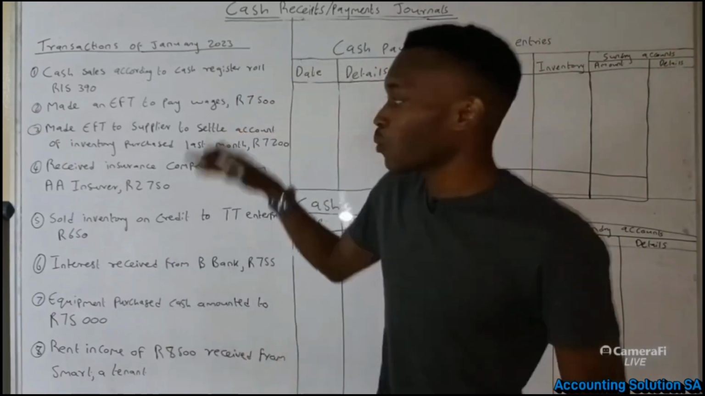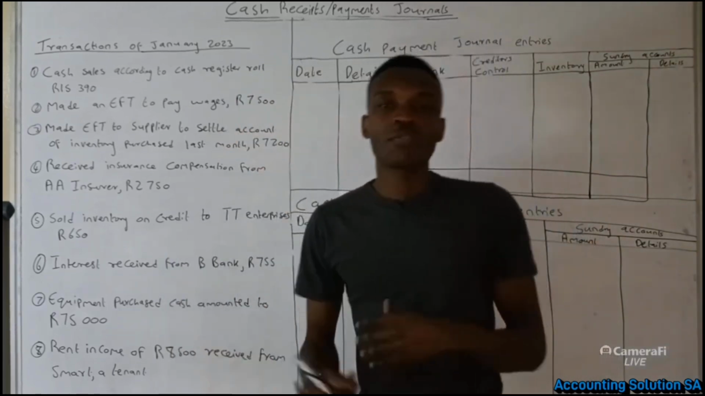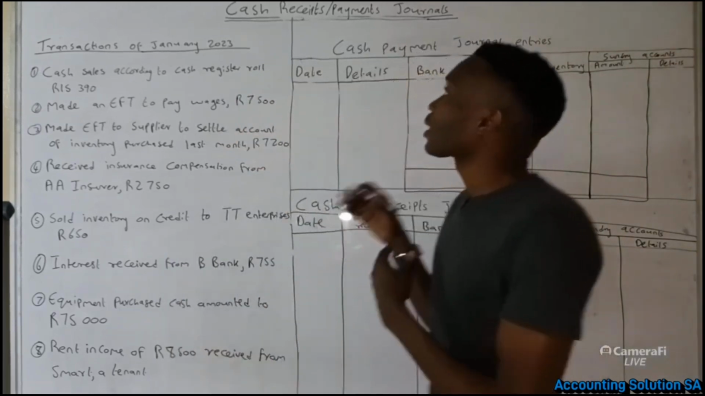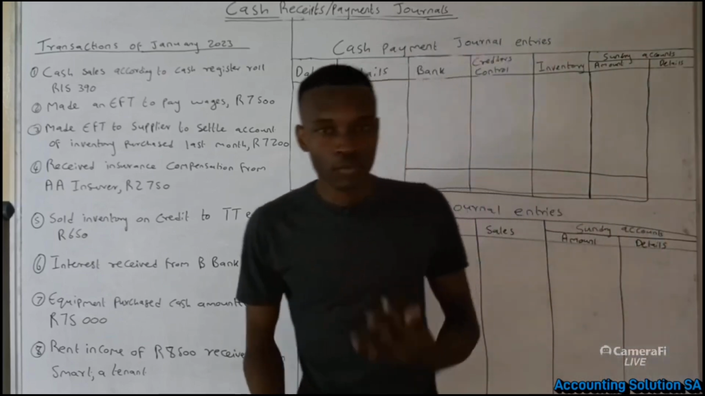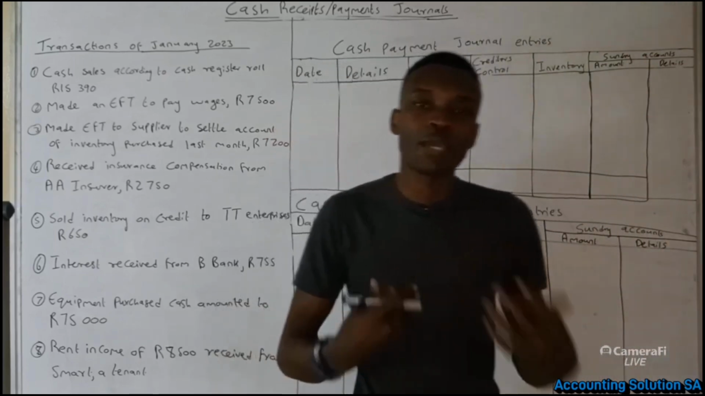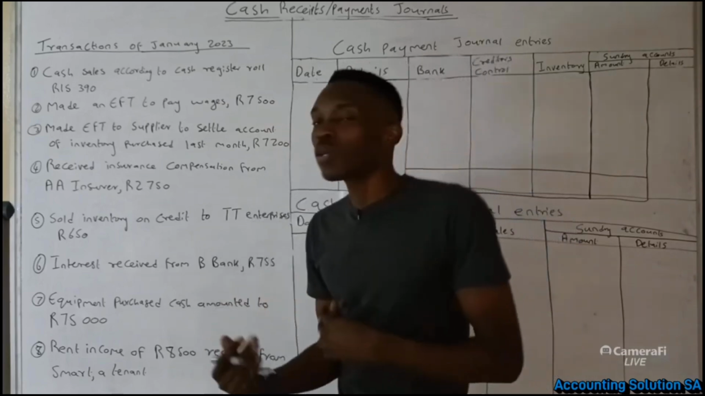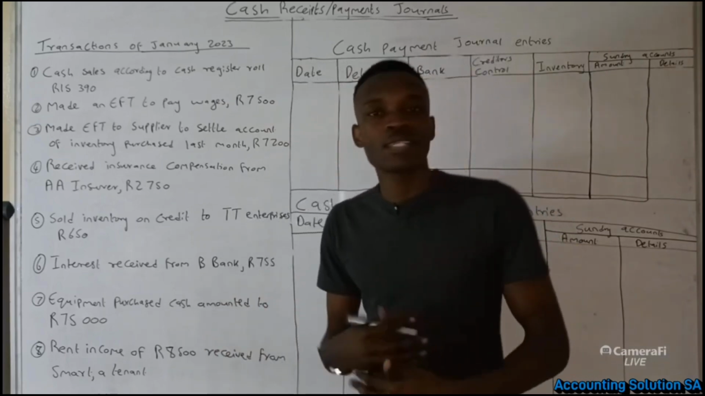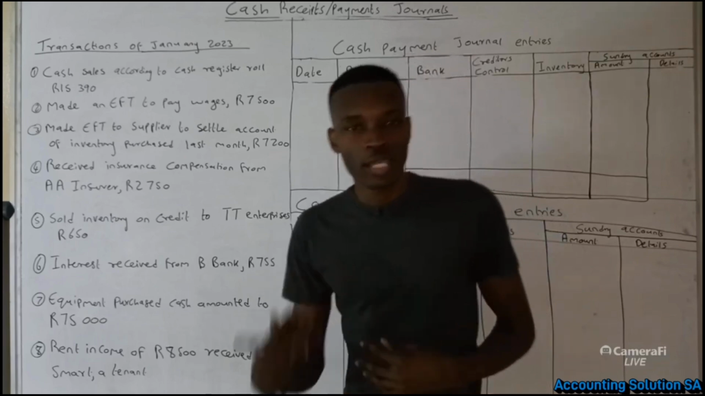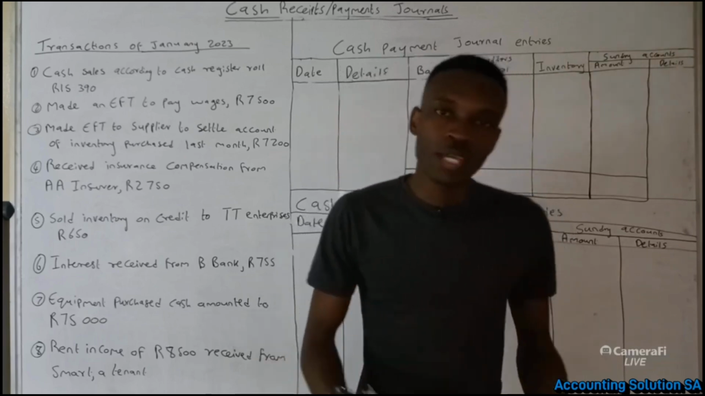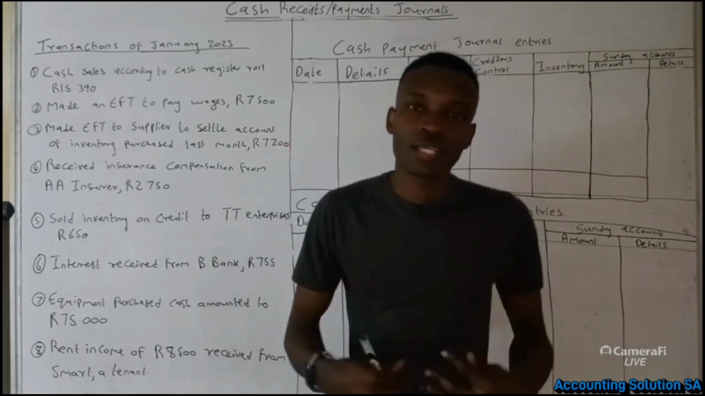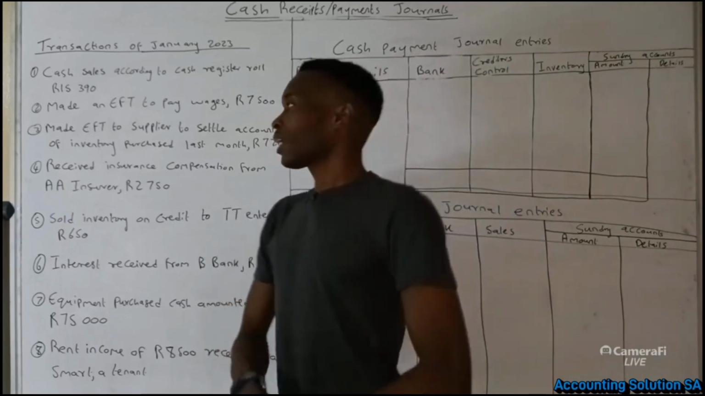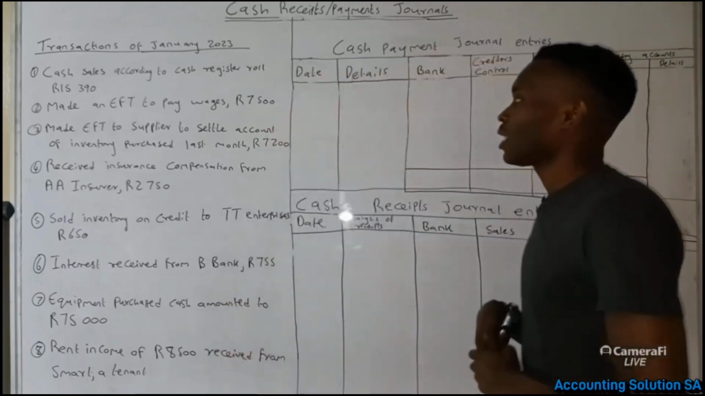The transactions that we are going to read, guys, some of them will fall under the cash receipts journal, some of them will fall under the cash payment journal, which means that you must have a background of how to identify cash receipts and how to identify the cash payment journal. All that we are going to do in this video. Just make sure that you watch until the end of the video. Okay, let's start with our lesson.